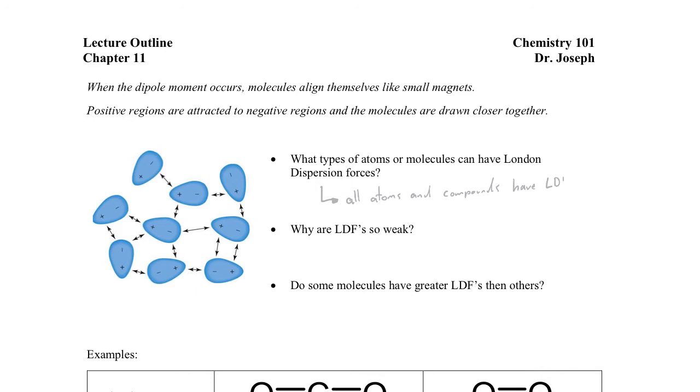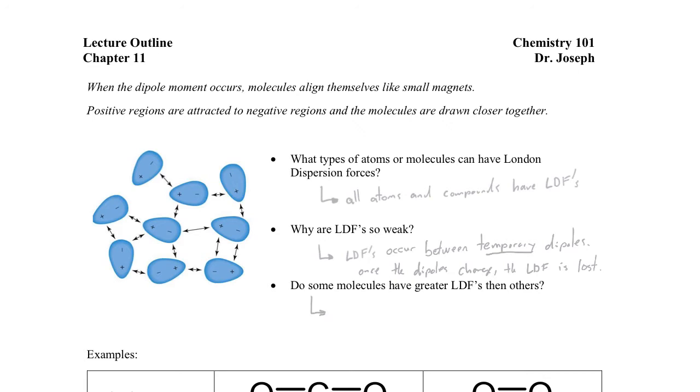Now, why are London dispersion forces so weak? Well, we can explain that by realizing that London dispersion forces occur between temporary dipoles. That is to say, the dipoles only exist for a very brief moment in time. And once the dipoles actually change because the electrons are moving around, the force between the two different molecules is lost. So therefore, London dispersion forces can only exist for that brief moment in time while there is that specific dipole. Then once it changes, it's gone.